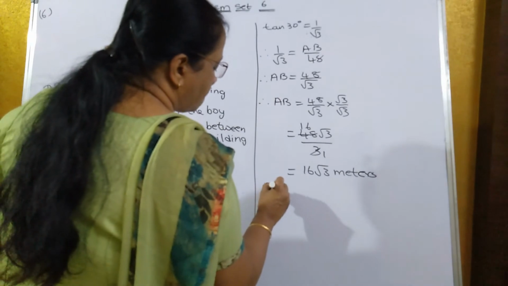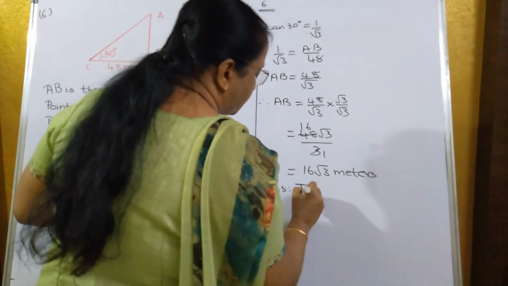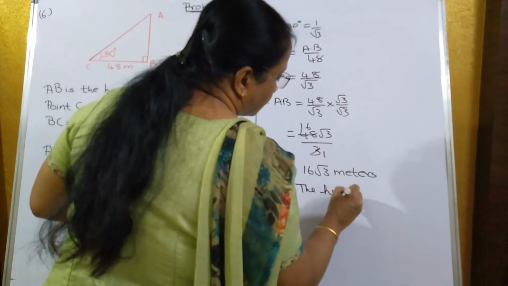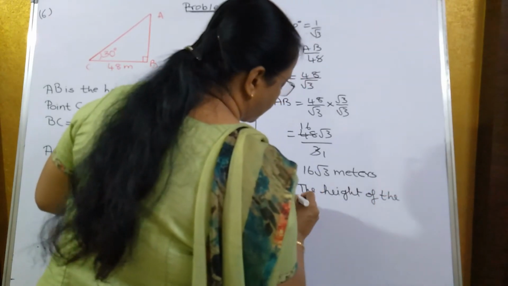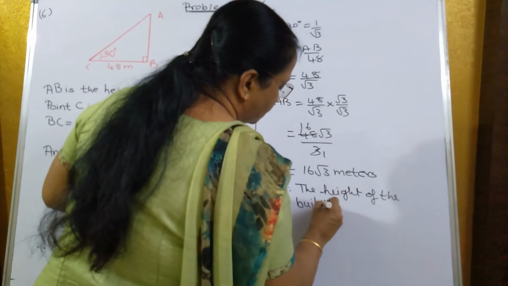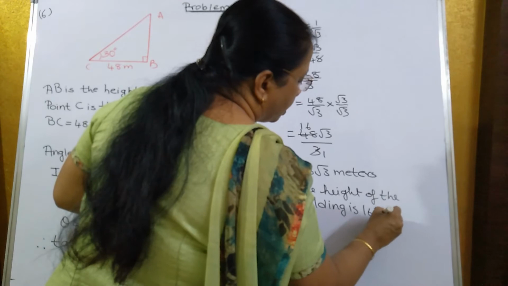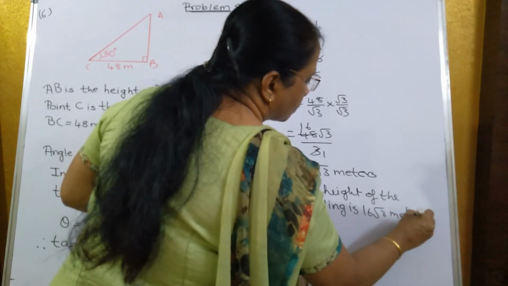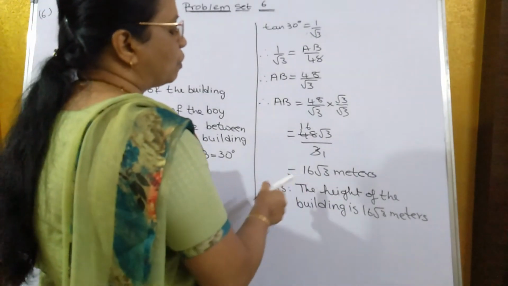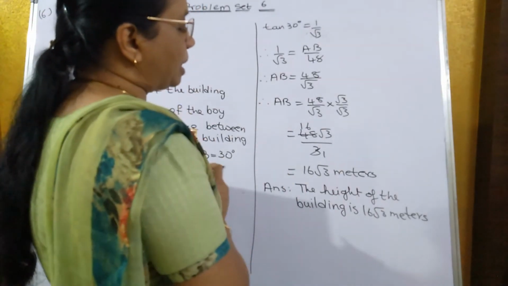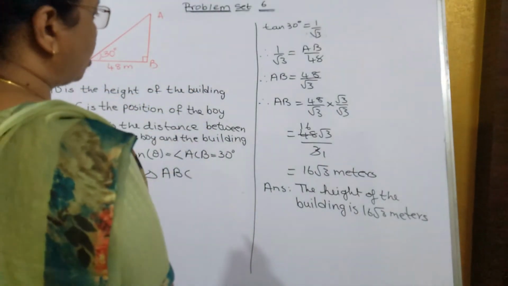So what's the answer? The height of the building is 16 root 3 meters. Now if the value of root 3 is given in the question, then you can put the value of root 3 as 1.73 and then multiply with 16, and you can find the answer that way also, if the value of root 3 is given.